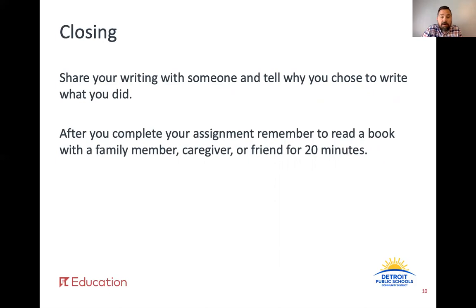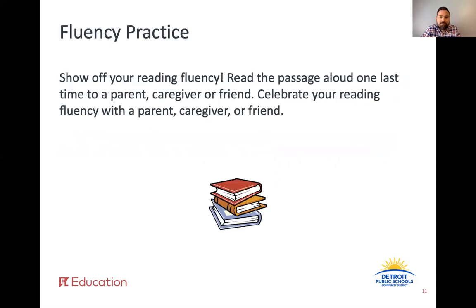Also, remember to read a book for 20 minutes. You can also read or reread something with a family member, caregiver, or a friend. Show off your reading fluency. Read the passage aloud, the article, one last time to a parent, caregiver, or friend. Celebrate your reading fluency with a parent, caregiver, or friend. How did you do? Congratulations on completing another week's worth of lessons.